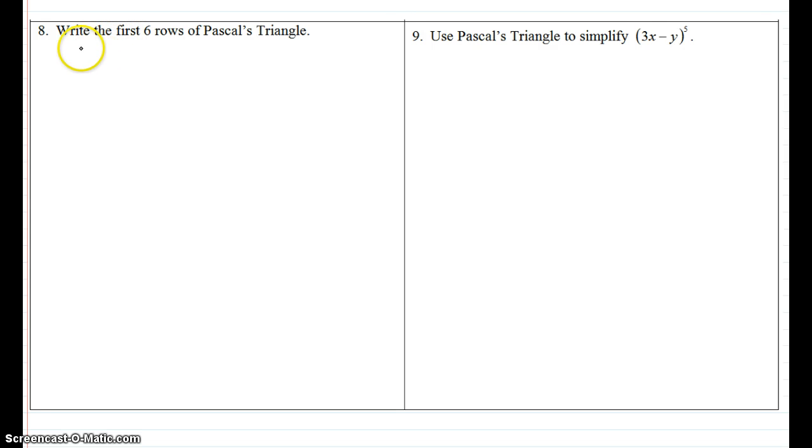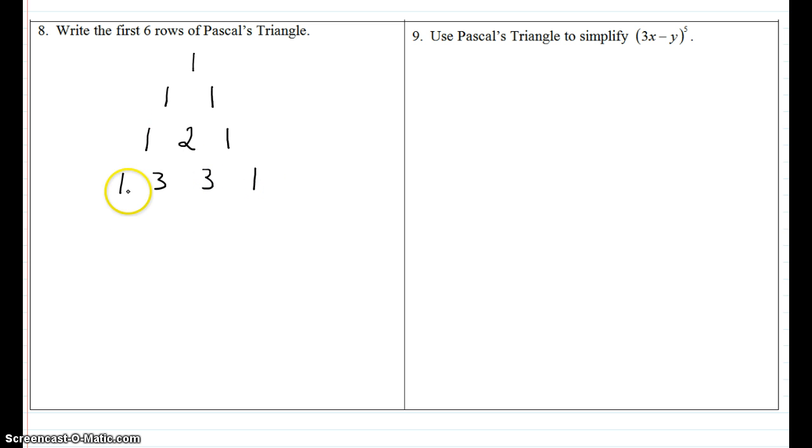Alright, so we start with number 8. Write the first 6 rows of Pascal's triangle. So we're going to start with a 1. And then our next row is 1, 1. And then our third row is going to be 1, 2, 1. Our next row, 1, 3, 3, 1.